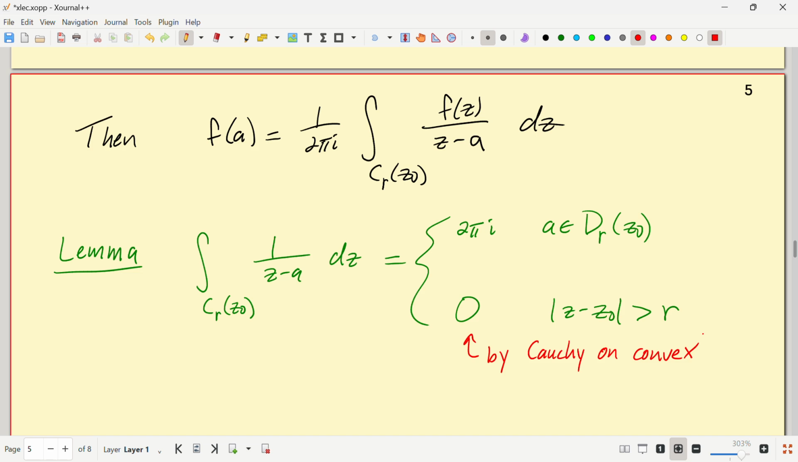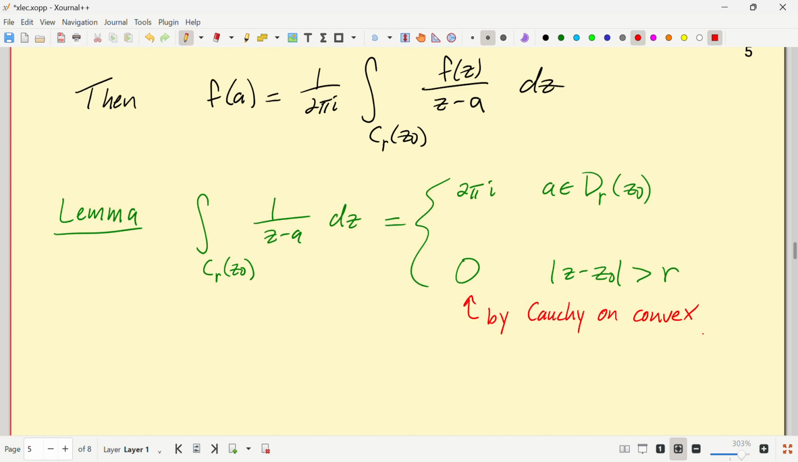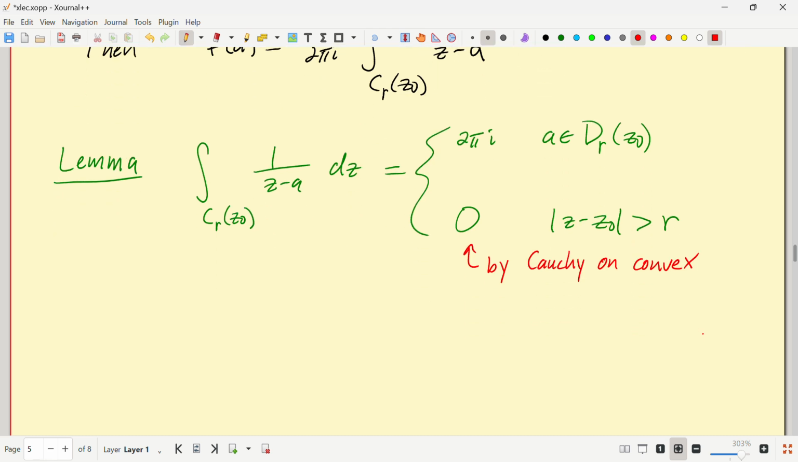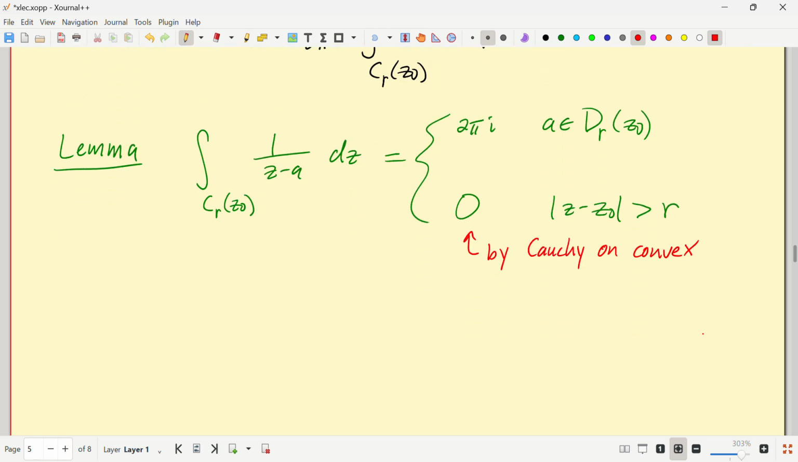Okay, so when a is outside, that's an integral of an analytic function around a closed contour. So we can use Cauchy on a convex, on a bigger disk, and get 0 there. But when a is inside, there's a singularity inside, and you can't use the Cauchy theorem because it's not continuous at a, it blows up at a. So that's weird, that's bad. You couldn't use Cauchy because of that.